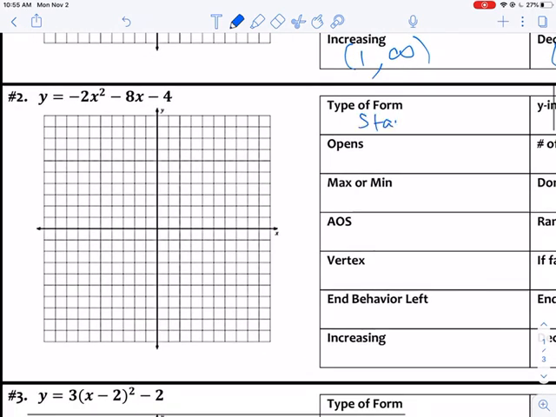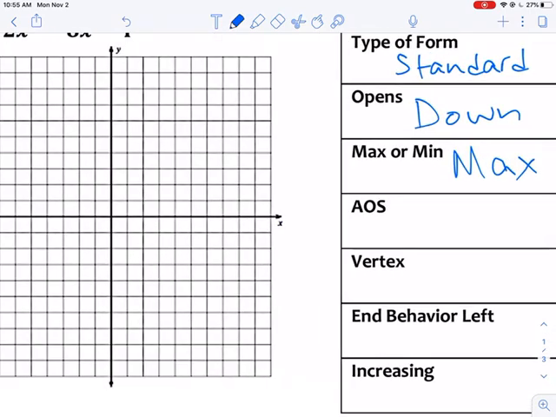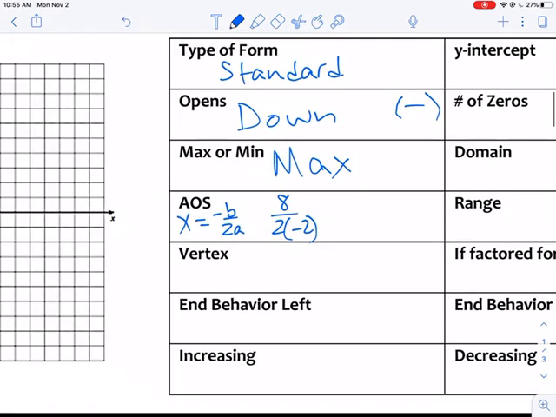Type of format here is also standard form. And this one, because it's negative, is going to open down, which is going to give us a maximum. And it's in standard form again, so you can either graph it or you can solve for our axis of symmetry and our x value. So I'm going to solve x equals negative b over 2a. So opposite of b, positive 8 over 2 times a, which is negative 2 here.